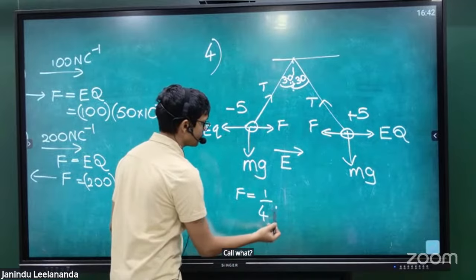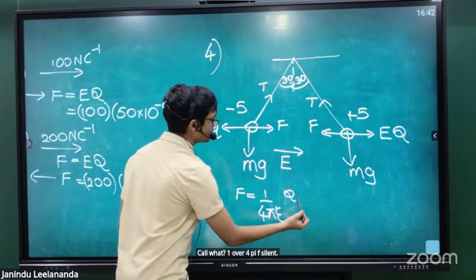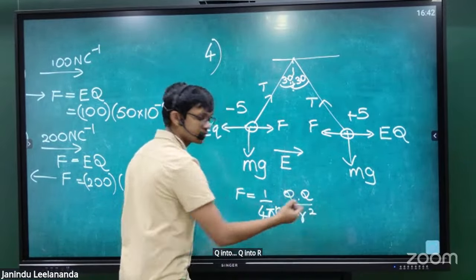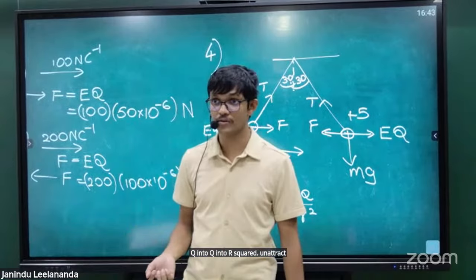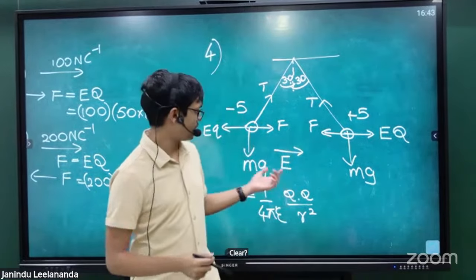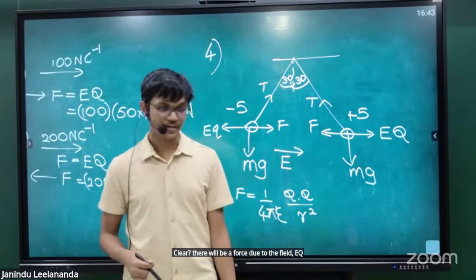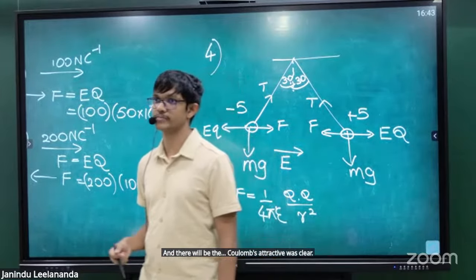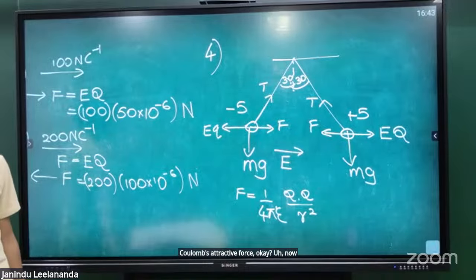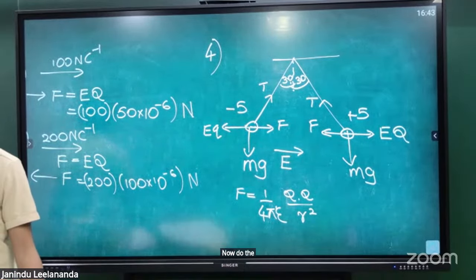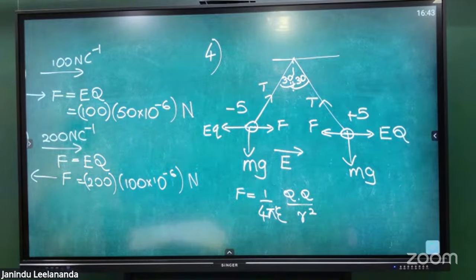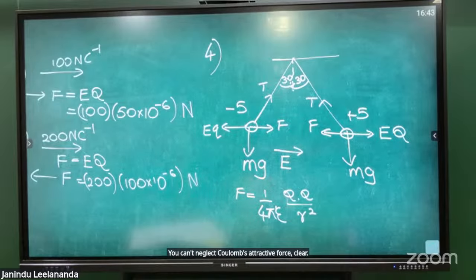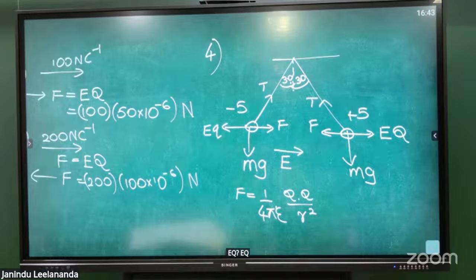1 over 4 pi epsilon Q into Q over R squared. The attractive force, Coulomb's law. Clear? There will be a force due to the field EQ. Clear? And there will be the Coulomb's attractive force. Clear? Now do the question. You can't neglect Coulomb's attractive force. Clear? You can't neglect that. EQ and the Coulomb's attractive force.